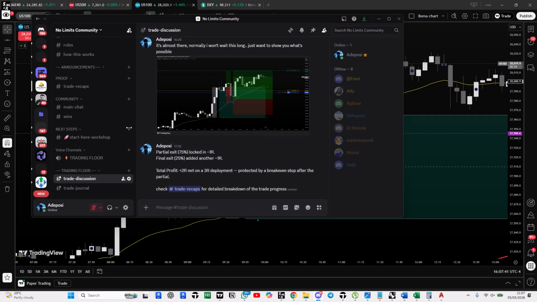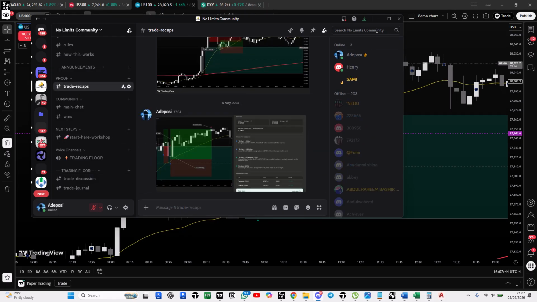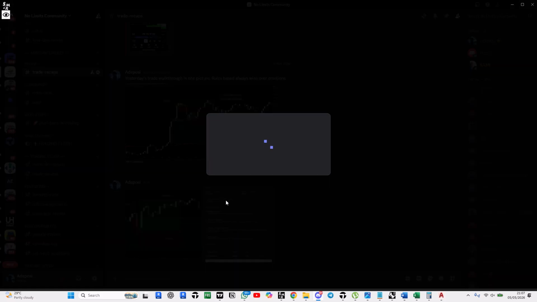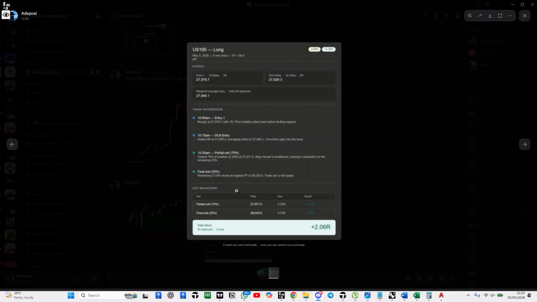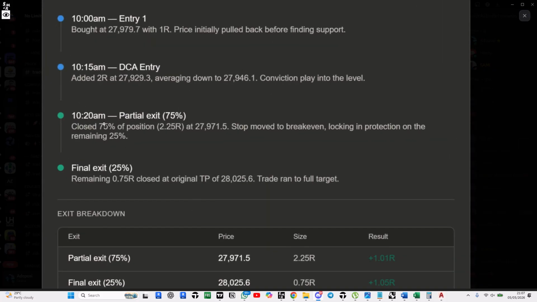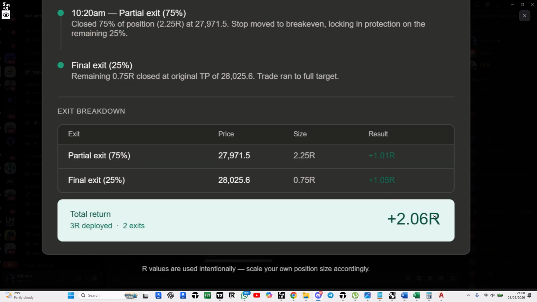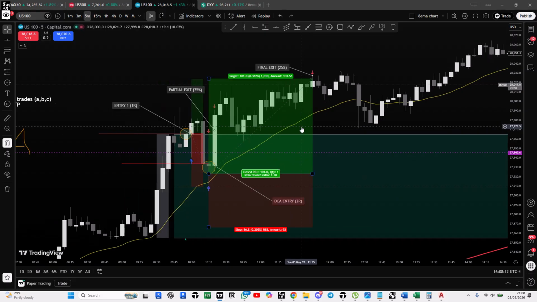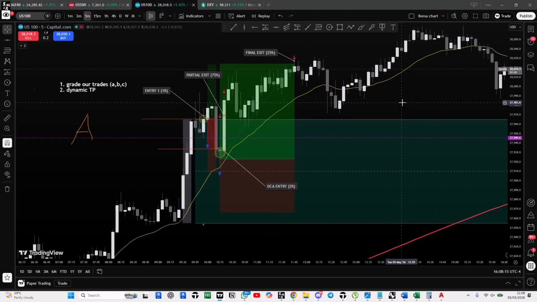And I posted this in my Discord, where I always put my recaps every day. And sometimes I like to just use AI to analyze my trade. So you can see I eventually made a total of 2.06R total. But I had to increase my risk to 3R to get here. But this is how I trade on a daily basis. Every single day, this is a very, very consistent strategy. And I aim to make about 1 to 2%, at least conservatively 1% per day, using this strategy.